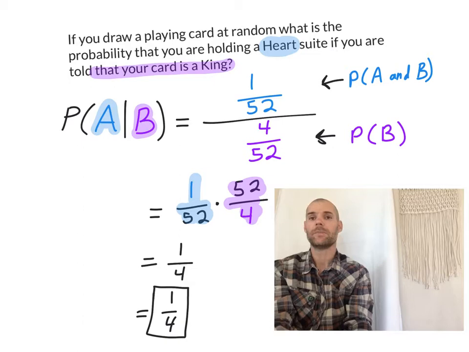And when I simplify from there, dividing by a fraction is the same as multiplying by the reciprocal. So I'm just going to flip that denominator and multiply straight across. With my 52s canceling, I get a nice round 1/4 probability for an answer.